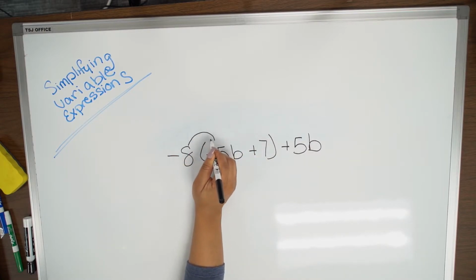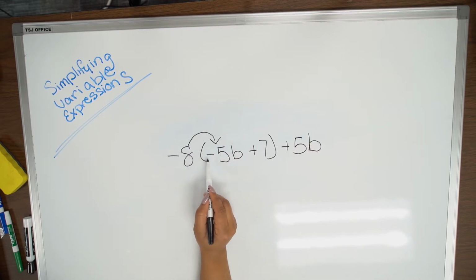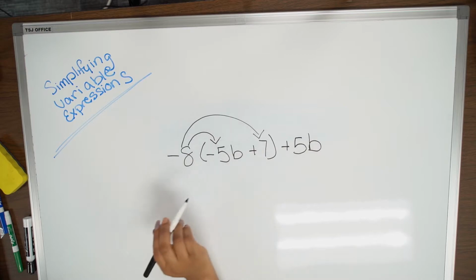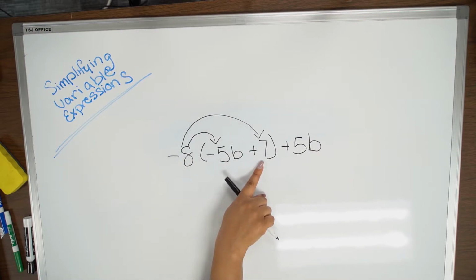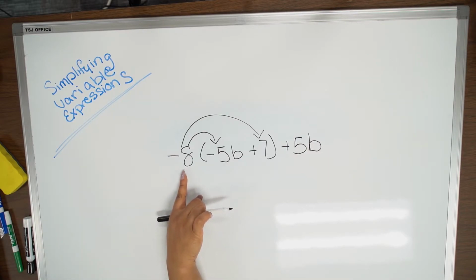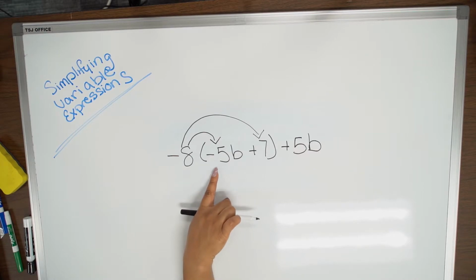So we would do negative 8 times negative 5b, and then we would do negative 8 times 7. So that's what we need to do first. All right, so let's first do negative 8 times negative 5b.